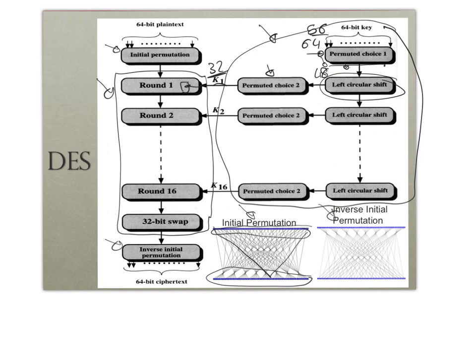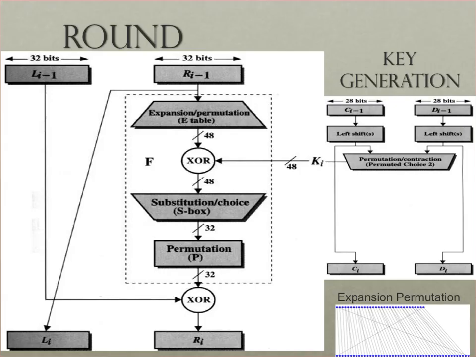This is a bit wrong. So this is actually 48, sorry. So this is 48, not 32. The permuted choice 1 is done once at the beginning. The permuted choice 2 is done at every single round. Is that clear? Okay? So the circular shift is also applied at every single round. Okay. We'll zoom in. So these are the rounds, the different rounds, and this is the round function.